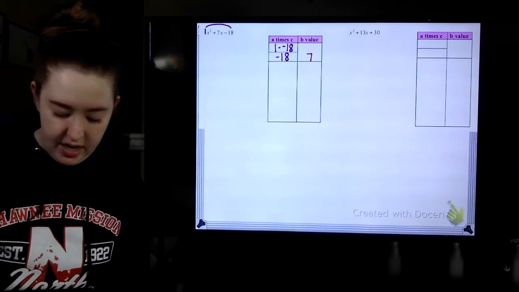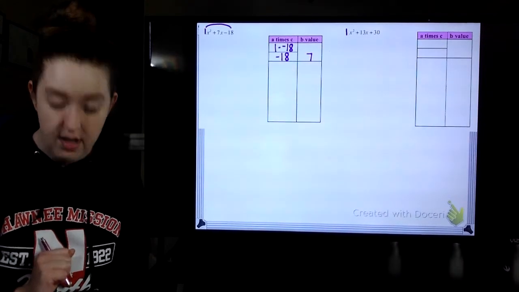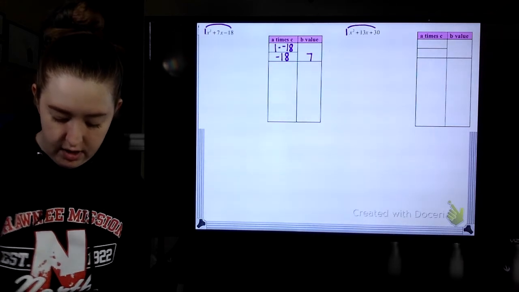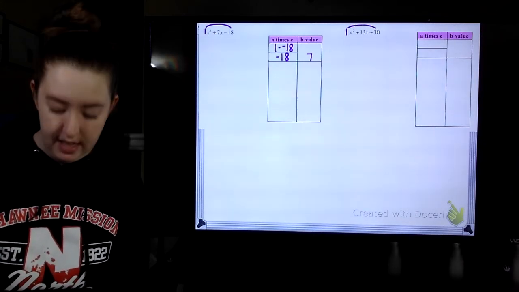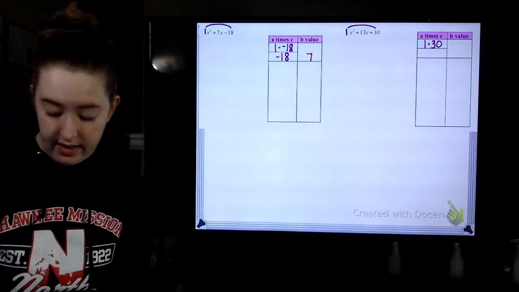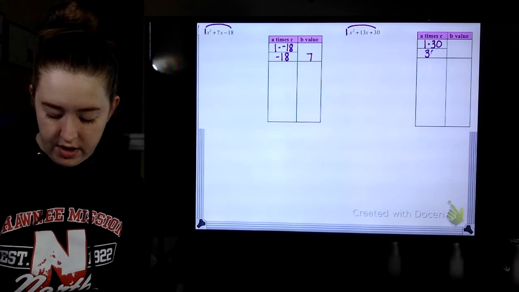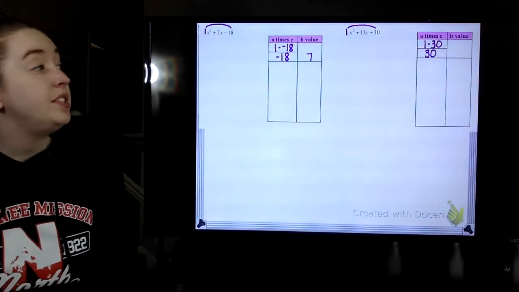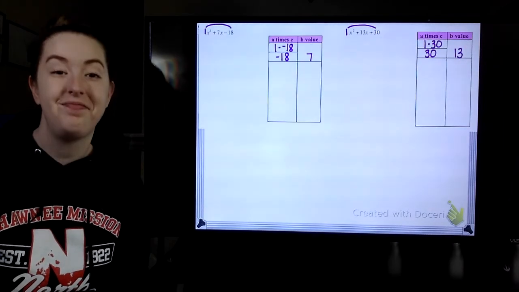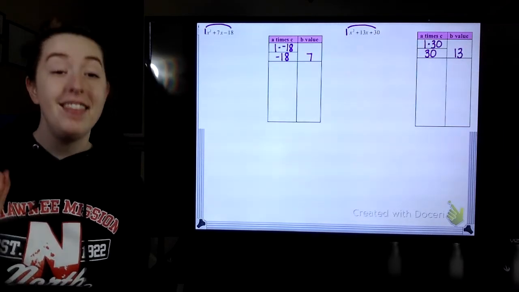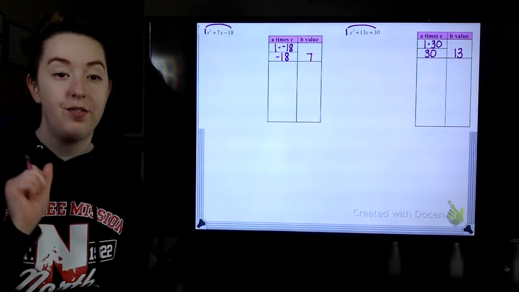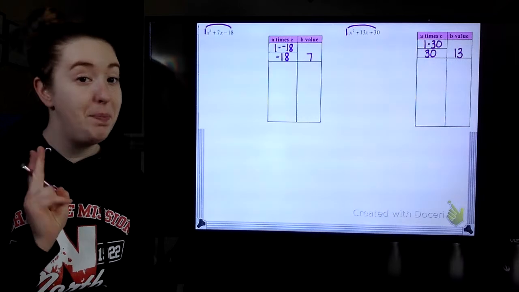On the last one, here we go. 1 goes in front of the x squared. Multiply a times c. 1 times 30 is 30. B value is your guy on the x, so that's 13. All right, so that's the first step to factoring: multiplying a times c, recognizing what that number is, and what b is.